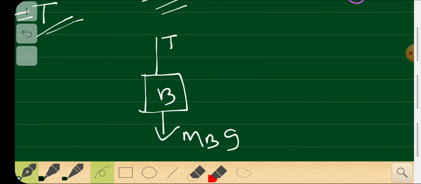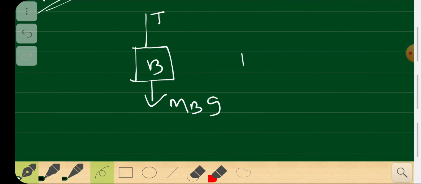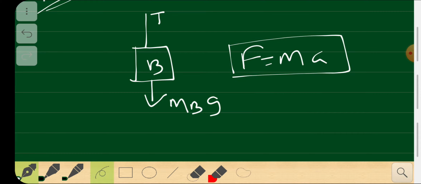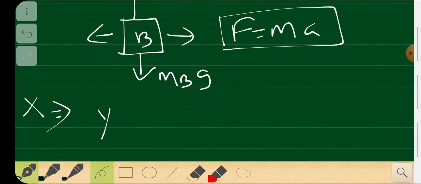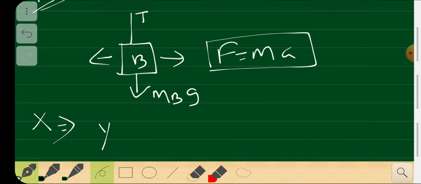This is the block. Now you can write down the equations of motion, the basic equation, which is Newton's second law, F is equal to ma. Now in the x-axis, there is no motion. It's not going anywhere. In the y-axis, it's not going anywhere either. So you can write down that a block of x is equal to 0, there is no force in the x-axis.